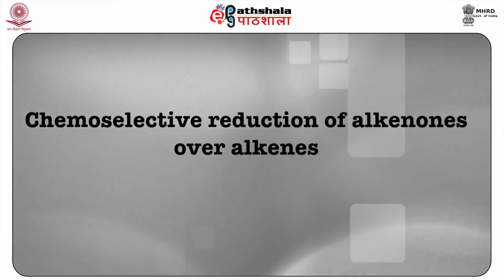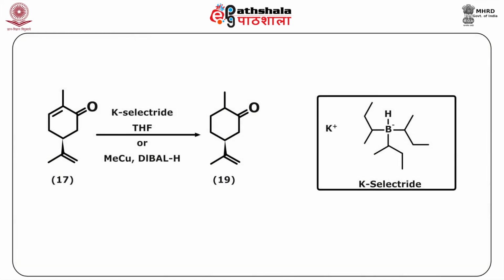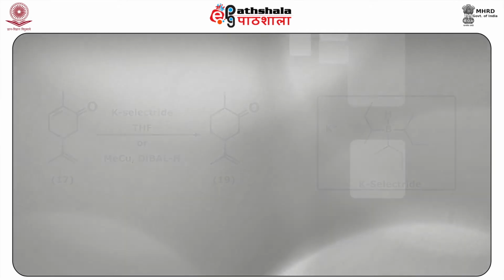This reduction methodology is again selective for more substituted alkenes over the terminal alkenes. Chemoselective reduction of alkenones over the alkenes. As can be seen here, it is only the double bond which is in conjugation with the C=O that is being reduced, while the other double bond at the position outside the ring is not affected by this reaction.